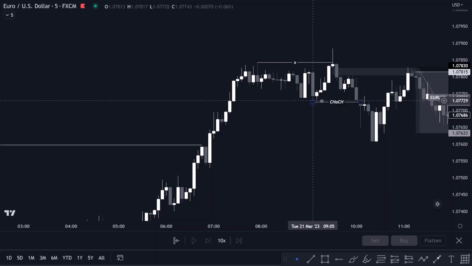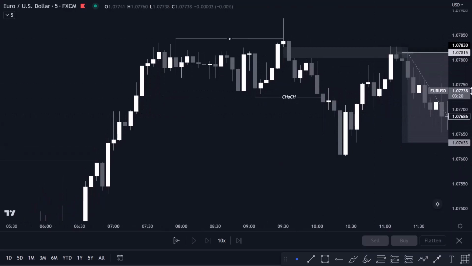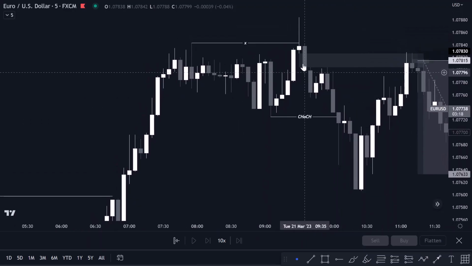So for now, this is my change of character, which was here, this low. This is now a low, and then price goes up. So now we have a change of character here. Now, in this change of character, we do have this clear fair value gap, an extreme fair value gap with an order block. So this is a valid fair value gap for me.